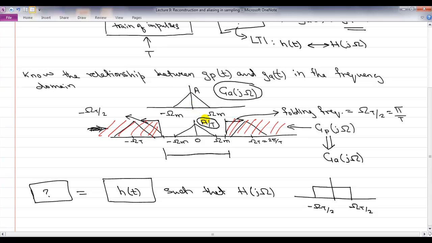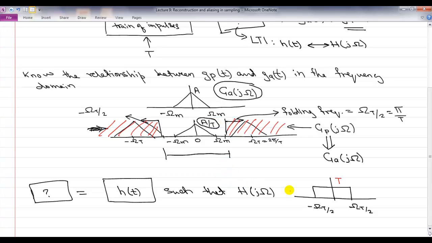The other thing you want is that this scaling should be A, not A by T. So how do you make it A? The height of this filter's frequency response should be capital T. Because if you multiply A over T by capital T, you will get back A.